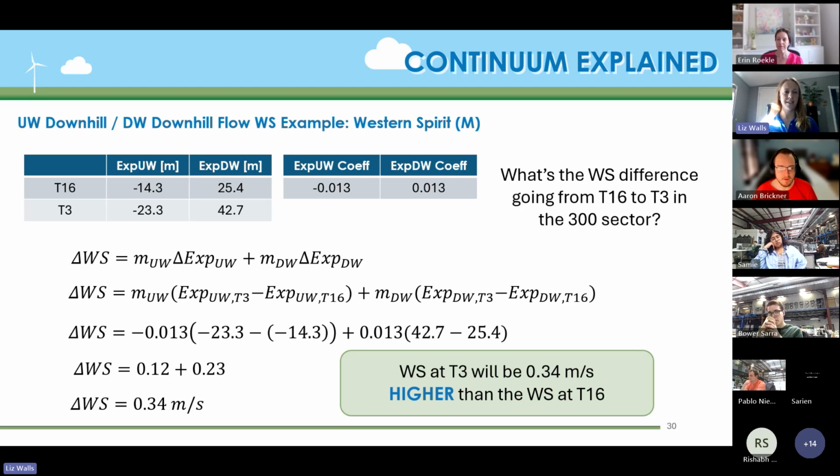And this is saying that, yes, in fact, according to the model, the wind speed at T3 should be higher than the wind speed at T16 by about 0.34 due to both changes in the upwind and downwind direction. So that's what's really important to remember. It's looking at both what's happening upwind and downwind and how those changes in exposure will impact the momentum at your site.